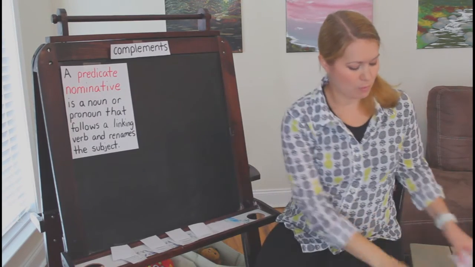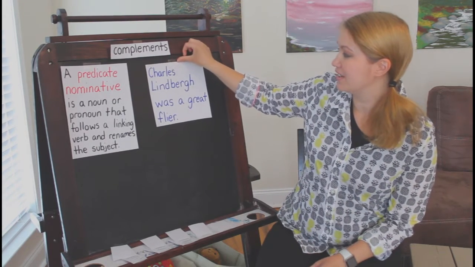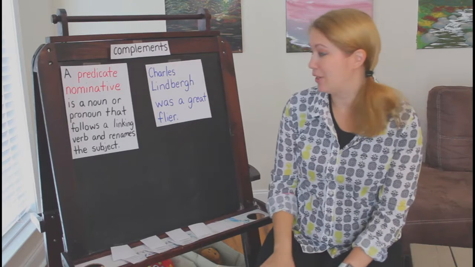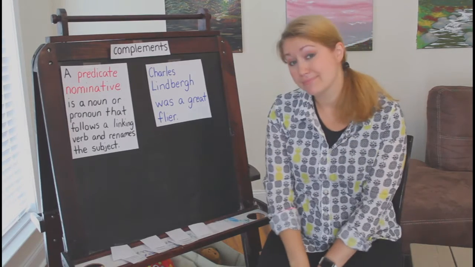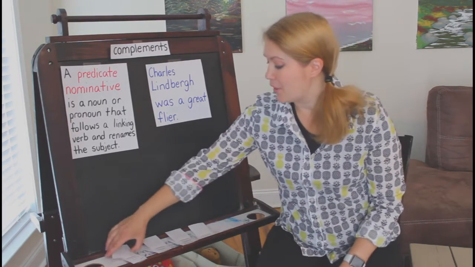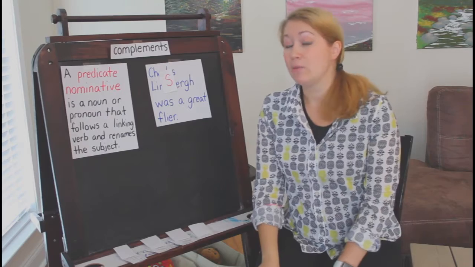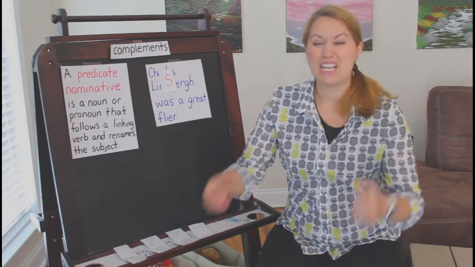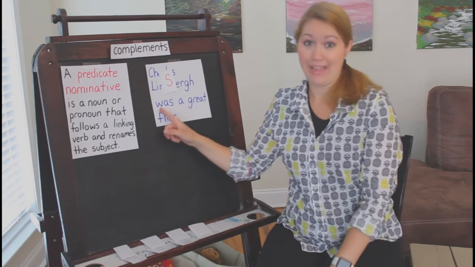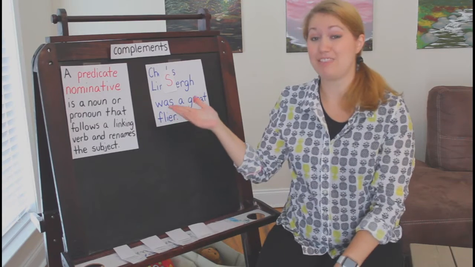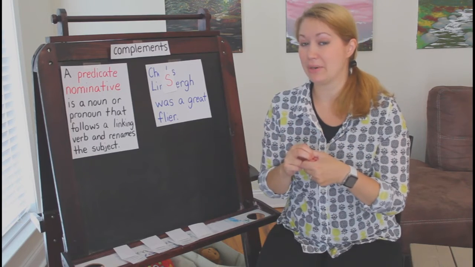Charles Lindbergh was a great flyer. Okay, what is our subject? Charles Lindbergh. So Charles Lindbergh, both words are our subject in this case. That's our subject. Now, do we have an action happening? He's flying. No. What's it say? Was. Was is normally a state of being verb, but in this case, it's linking the parts of the sentence together.